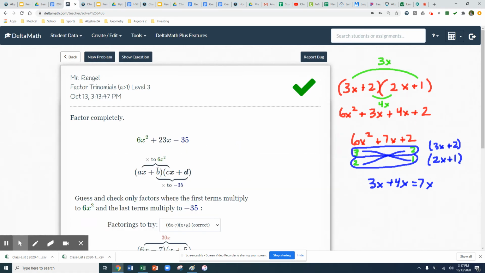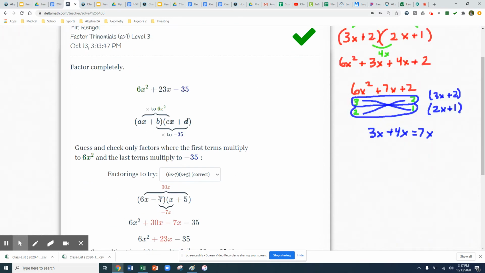So again, we check it. That works. The 6x and x make the 6x squared. The negative 7 and the 5 make negative 35. We always know that we're going to get those two terms. Now we just have to find that right combination that's going to add up to that 23x in the middle. Let's go ahead and try another one.